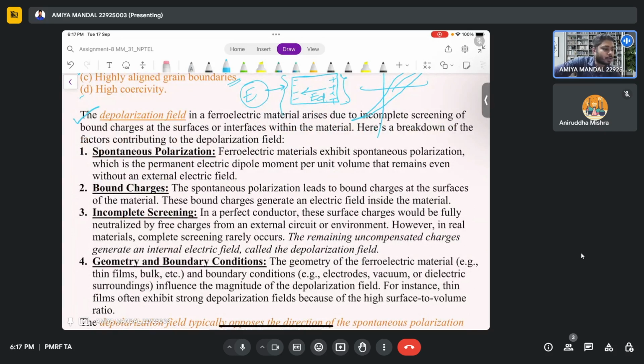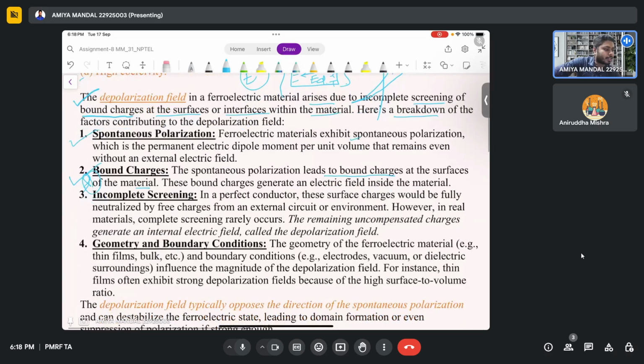The depolarization field in a ferroelectric material arises due to incomplete screening of the bound charges at the surfaces or the interfaces within the material. Here is a breakdown of the factors. A ferroelectric material exhibits spontaneous polarization. Then bound charges, a very important point. Spontaneous polarization leads to bound charges at the surfaces of the material. These bound charges generate an electric field inside the material.